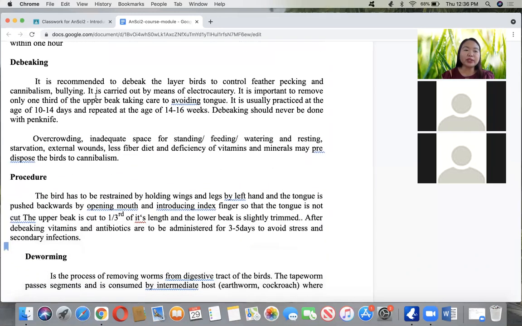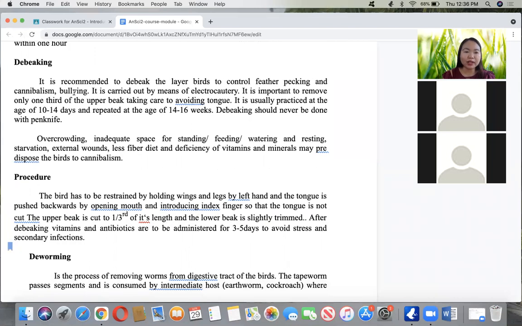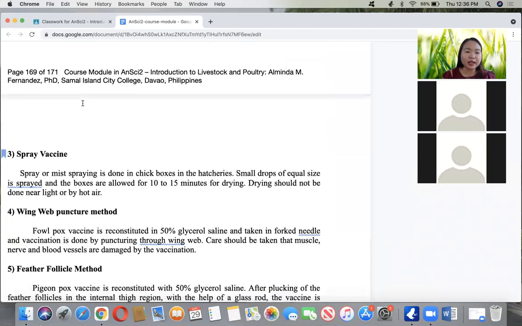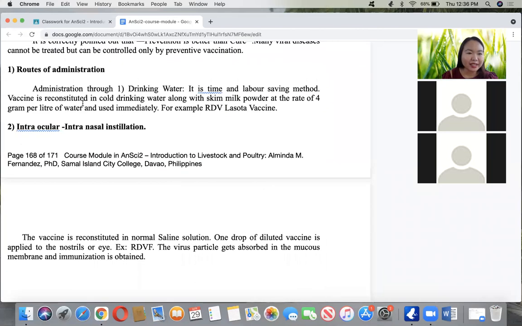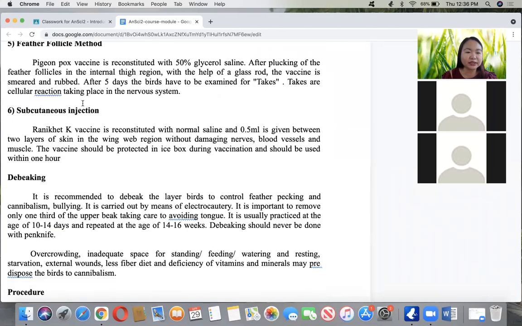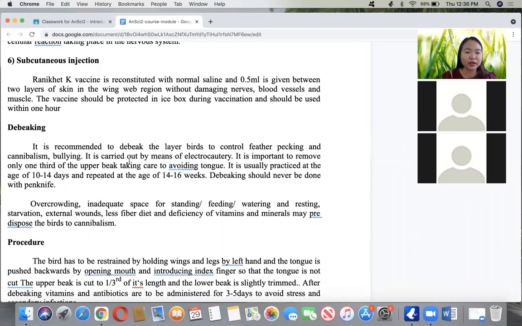So pwede naman debeaking, no? Debeak the layer birds to control feather pecking, cannibalism, and bullying. So debeaking is another procedure. This is not part of the routes of vaccination administration. This is just to prevent cannibalism or what we call bullying.